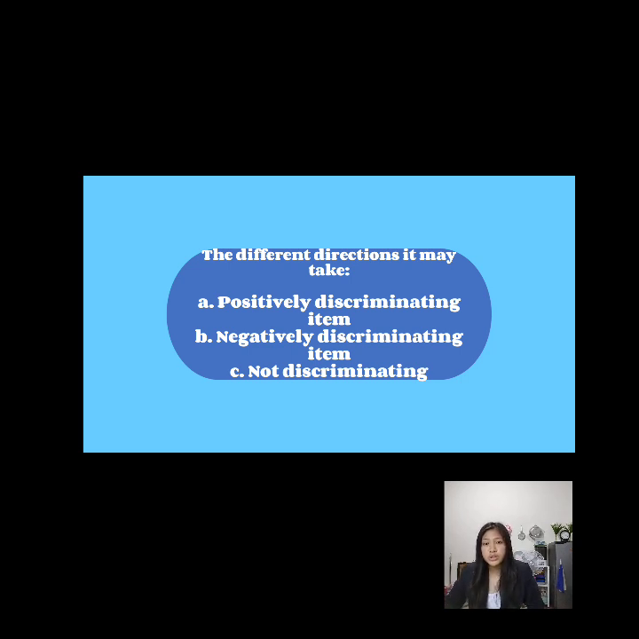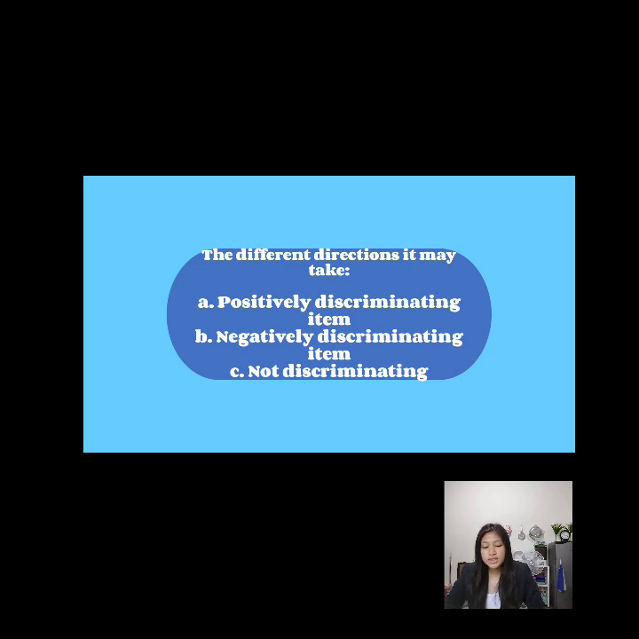Other than the rule or nature of the discrimination index, there are three possible outcomes. The first is the positively discriminating item: the proportion of the high group is greater than that of the low scoring group. This means that the discrimination index is positive, that is, the higher group scored higher.